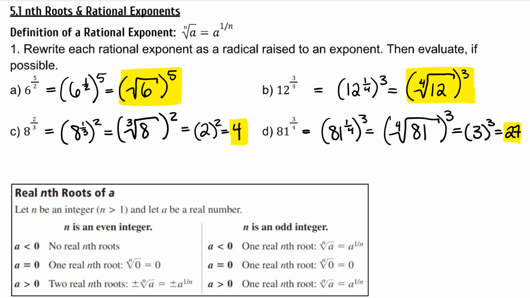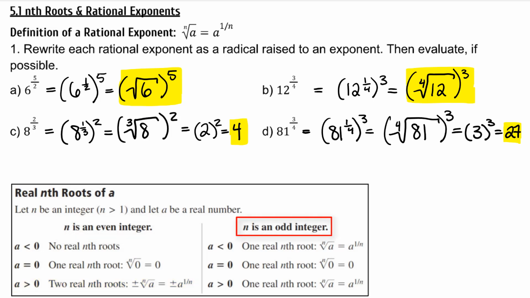Real nth roots of a. Let n be an integer, n is greater than 1, and let a be a real number. If n is an even integer, if your root is even, then if the number under the root is negative, you'll have no real nth roots. If the number under the root is 0, you'll have one real nth root, because the nth root of 0 is 0. And if the number under the root is greater than 0, you'll have two real nth roots, plus and minus, the positive and negative versions.